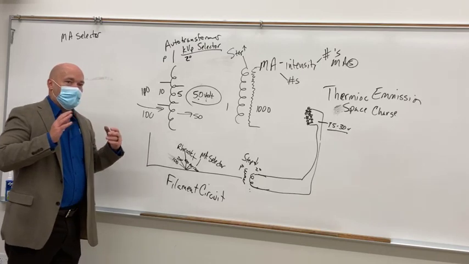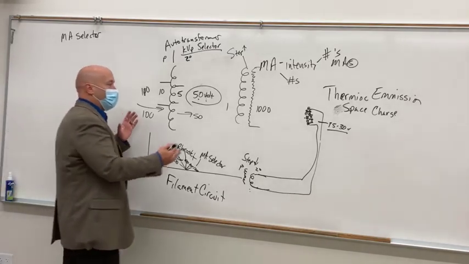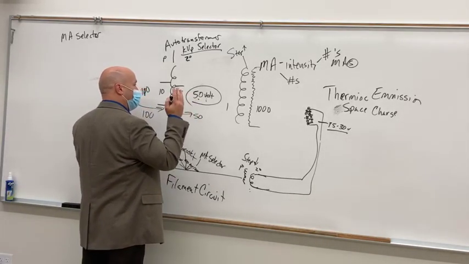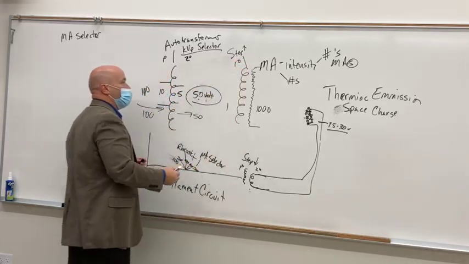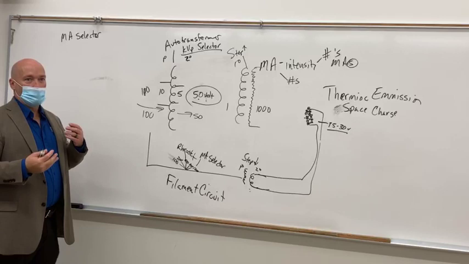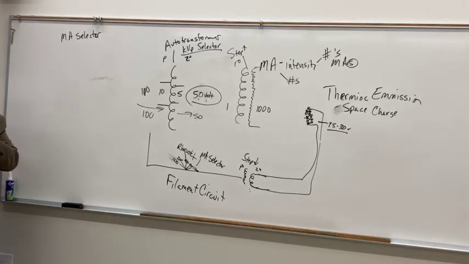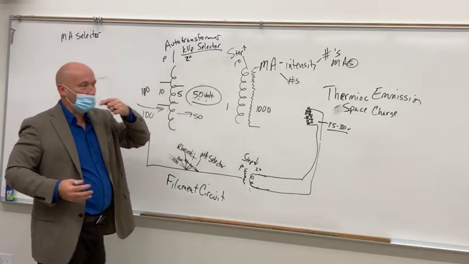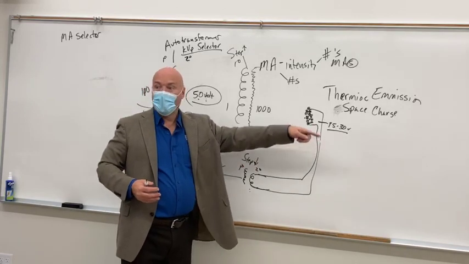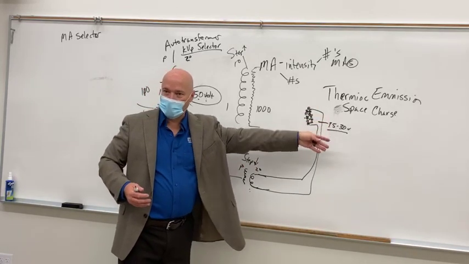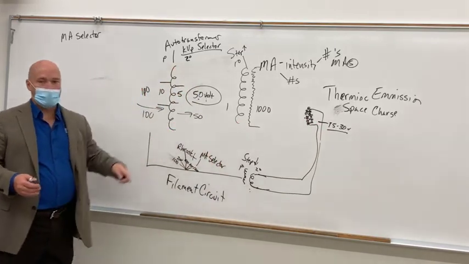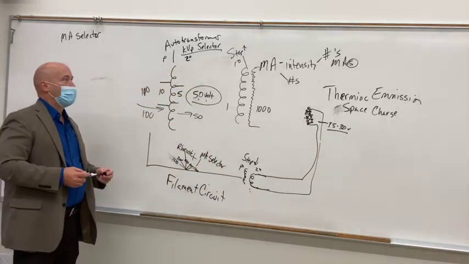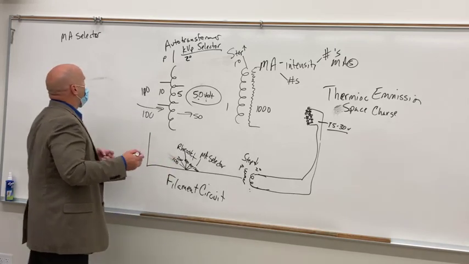So, in as much as we can, we put everything on the primary side of the step-up transformer so that we're dealing with low voltage instead of high voltage. There are some things that have to be on the high voltage side, like the X-ray tube, which has to be on the secondary side. But everything that we can put in the low voltage section, we're going to put in the low voltage section.